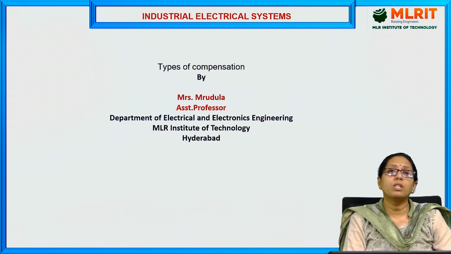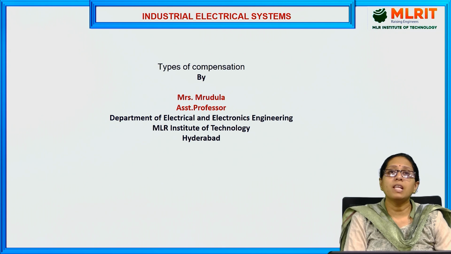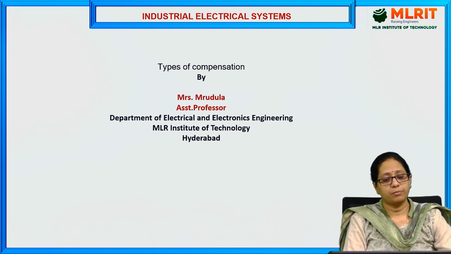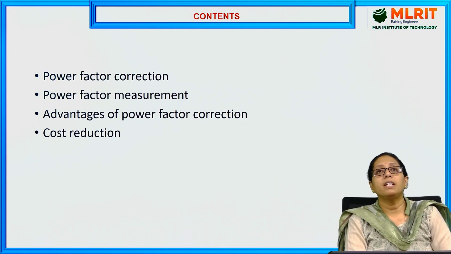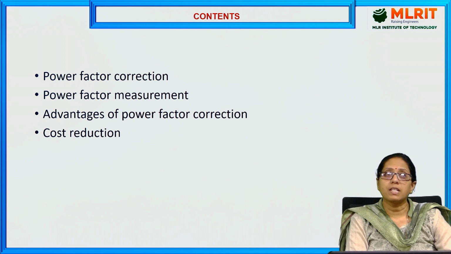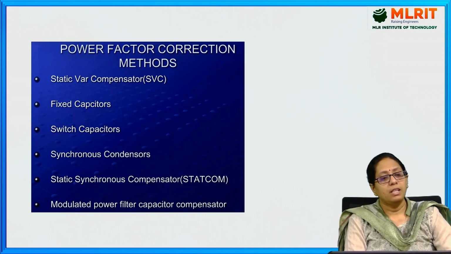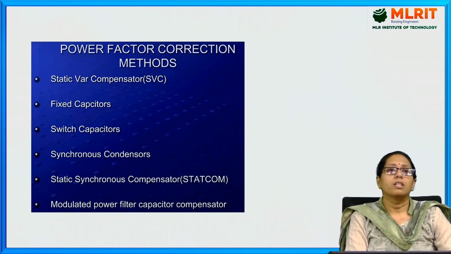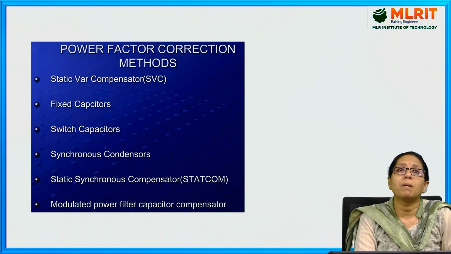Today I am going to discuss different types of compensations which are being used to improve the power factor, from the subject called Industrial Electrical Systems. These are the contents which I am going to discuss today. The first one is the power factor correction methods.